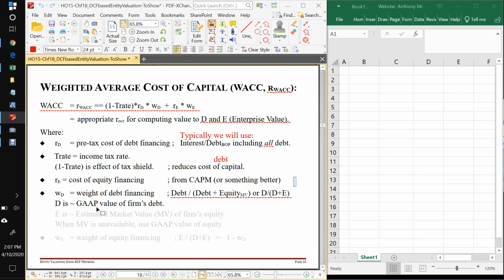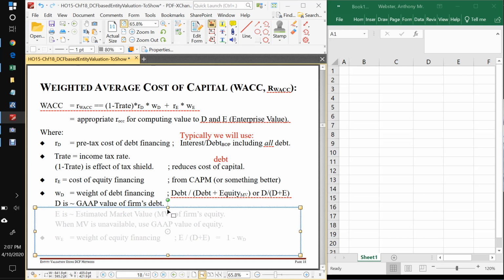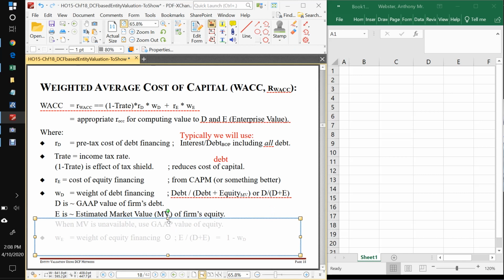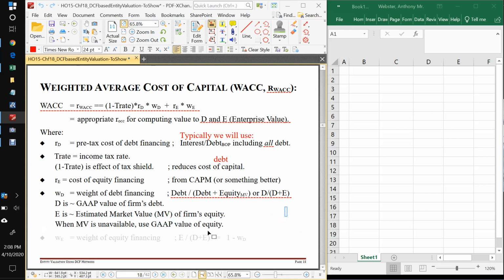Debt is pretty much going to be fine to get just from the balance sheet, the GAAP value of the firm's debt. The E here, the equity market value, really should be the estimated market value of the firm's equity. Sometimes, if we're valuing a private company and the estimated market value of the firm's equity is not available, and that's sort of the whole point of the exercise here, then we're going to use the GAAP value of the equity. No shame in that, no harm in that. If you don't know an estimate for market value of equity, use the GAAP equity value.